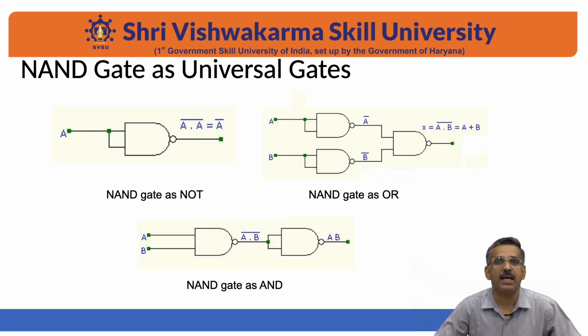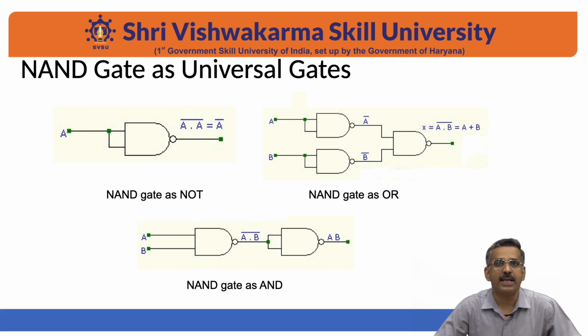Now in this case also, all three operations can be performed by the arrangement of these NAND gates. If we arrange the NAND gate in this manner and apply a single input at both the terminals of the NAND gate, we will have the inversion, and in this case the NAND gate will act like a NOT gate.